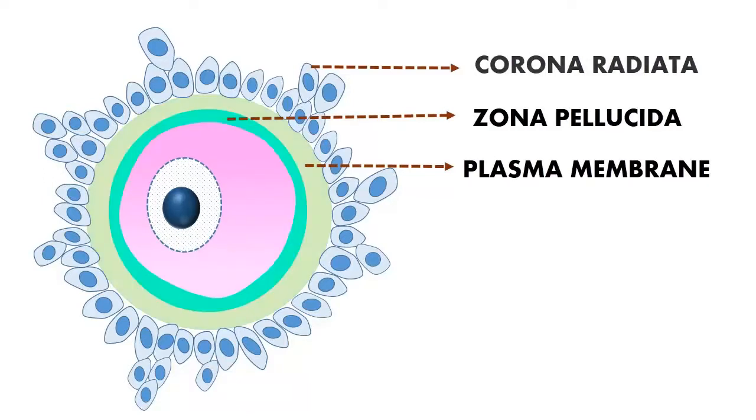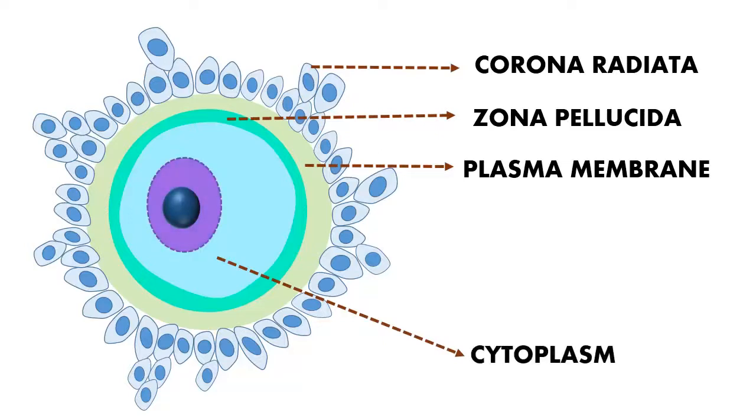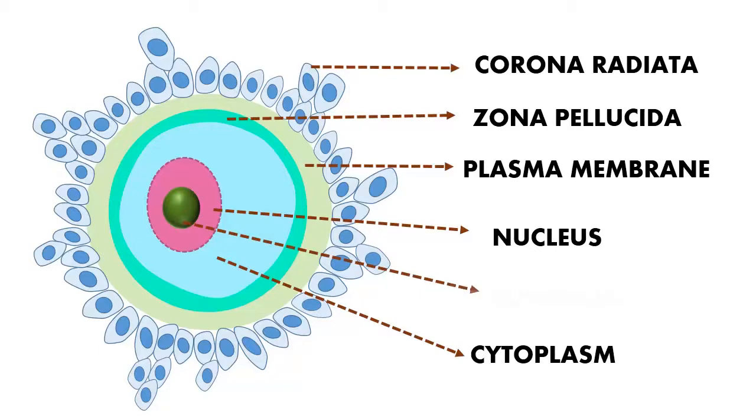The fluid-filled space between the zona pellucida and the surface of the egg is called the perivitelline space. It contains abundant cytoplasm and a nucleus. The nucleus in an egg cell is referred to as the germinal vesicle, the nucleolus as the germinal spot, and the cytoplasm as the ooplasm.